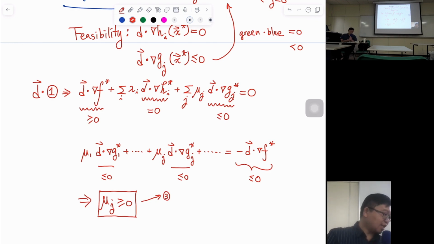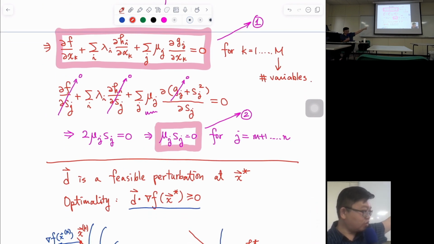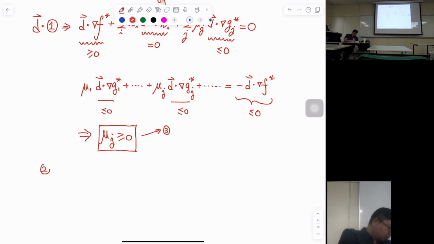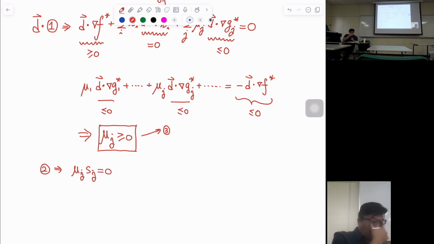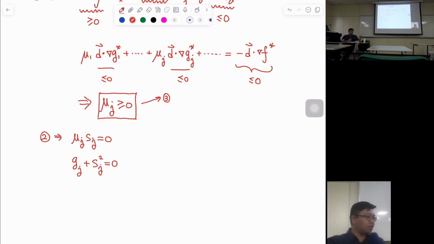Okay. So that would be equation three. Now, we haven't touched equation 2 yet. For equation 2, we are going to do something. Equation 2 tells me mu j s j equals 0, okay? From the slack variable, we said g j plus s j squared equals 0. This is what we had at the beginning. We can have some discussion to cover all the possible situations. One of the situations is that s j is not 0, or s j equals 0. So let's see what will happen.